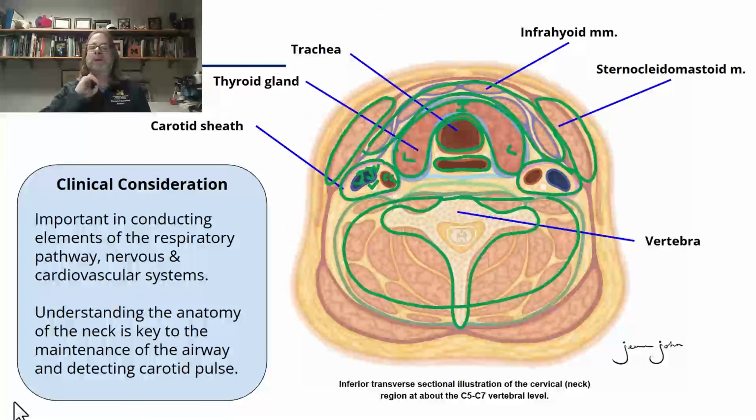So the carotid pulse may be palpated at the bifurcation of the common carotid artery into the internal and external carotid arteries. The internal carotid artery is what's sending that blood to the brain. So if we palpate the carotid sheath at the superior aspect of the neck, we can detect that blood flow to the head.